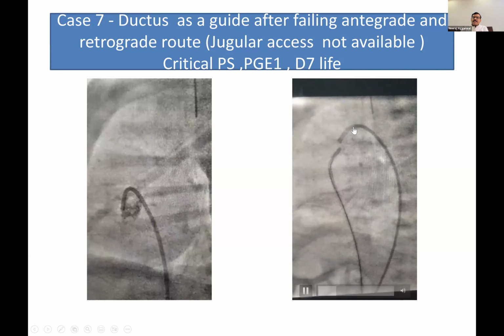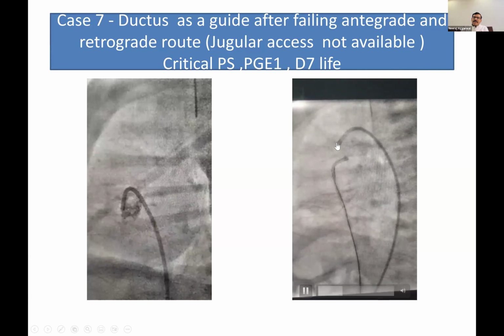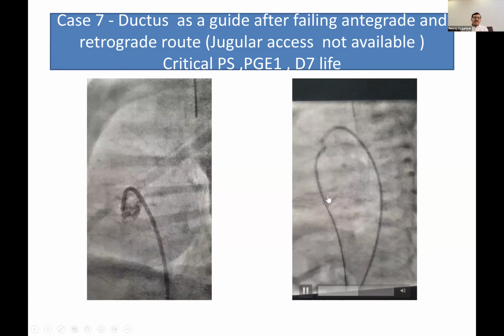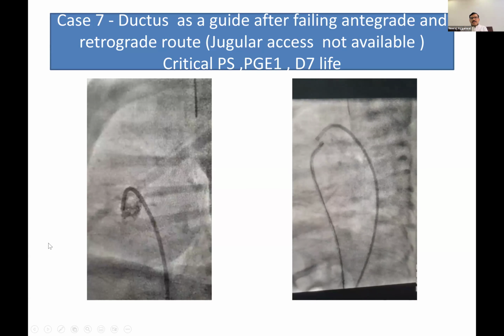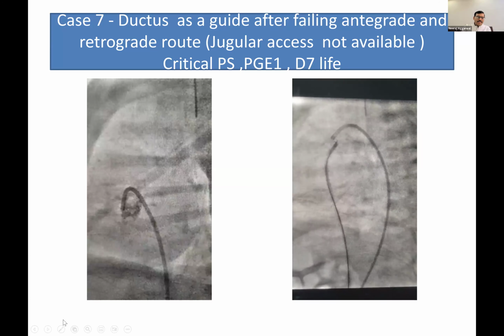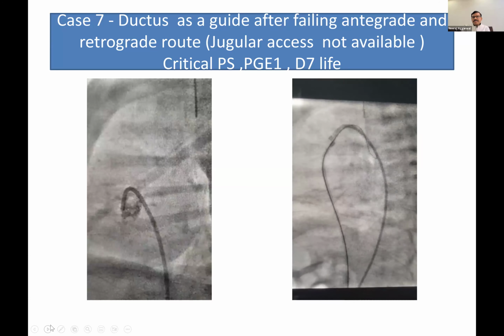So keep the catheter in the ductus and use a soft tip wire. I have stopped using the straight tip wire now, because in newborn pulmonary valve dilations a straight tip wire is not a good idea.